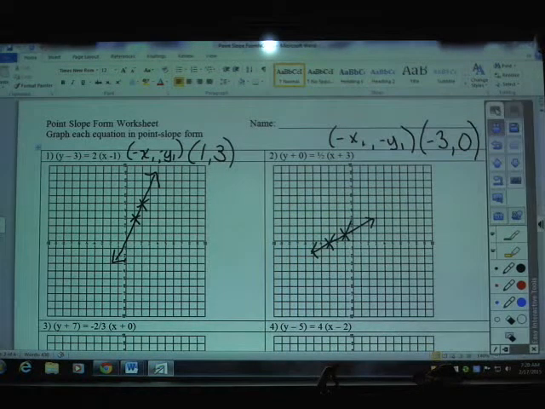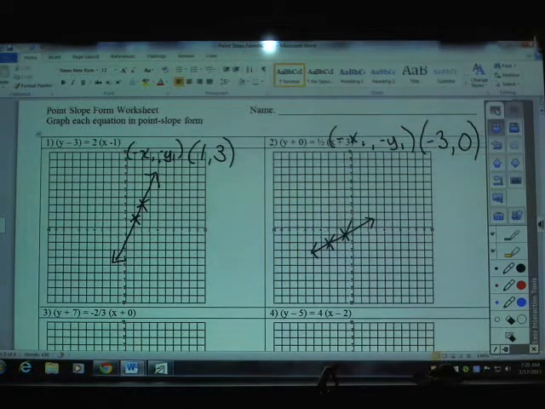All right, let's go ahead and continue on now and take a look at 3 and 4 here.